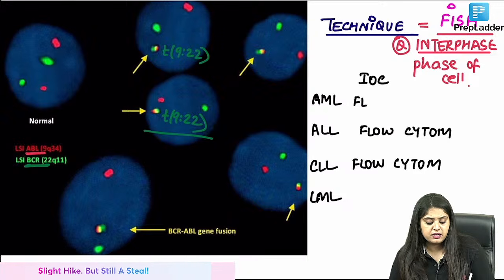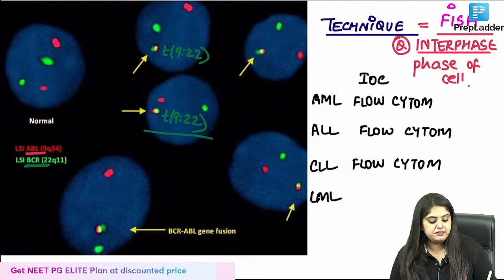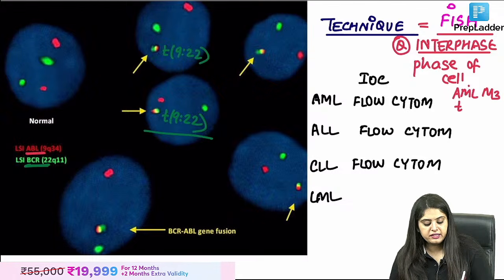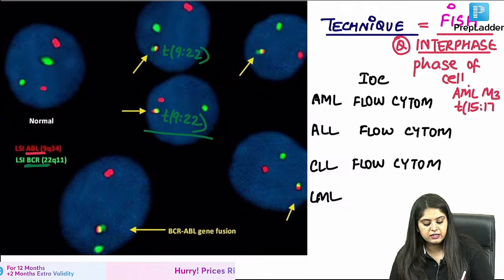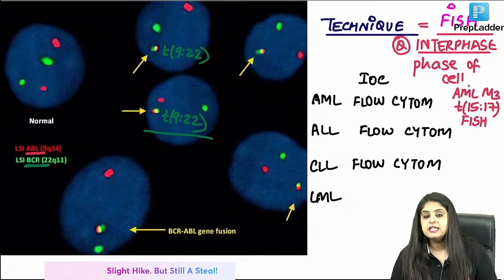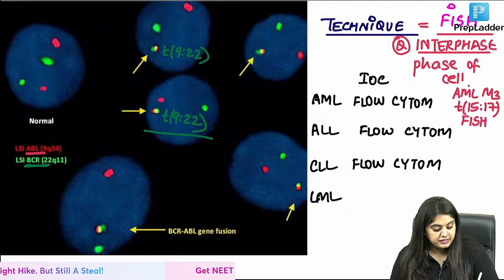AML में भी तो CD markers हैं, तो flow cytometry will work well. But there is one DIC वाला leukemia, that is AML M3. Over there you've always said कि अच्छा 15, 17 तो ज़रूर पता करना. So over there, when you want to know about chromosomes, I think FISH will be a better investigation of choice.